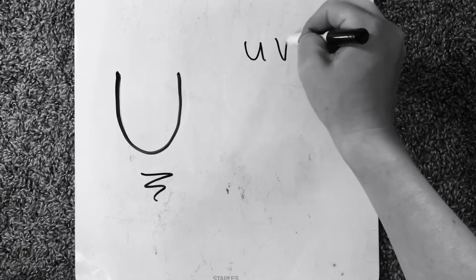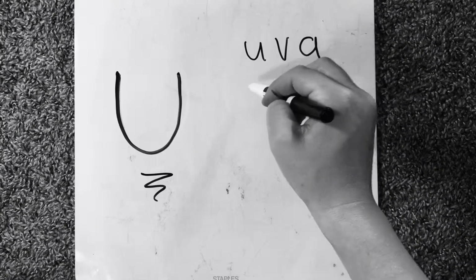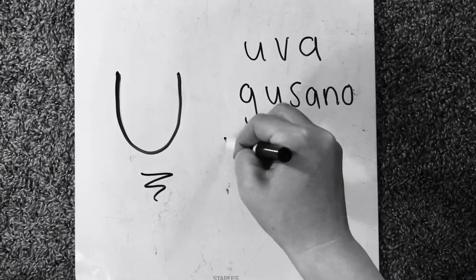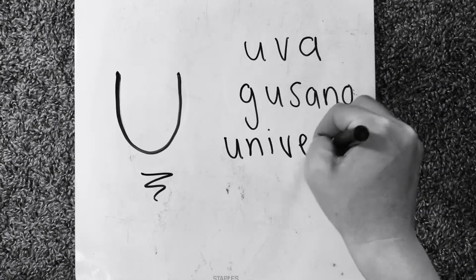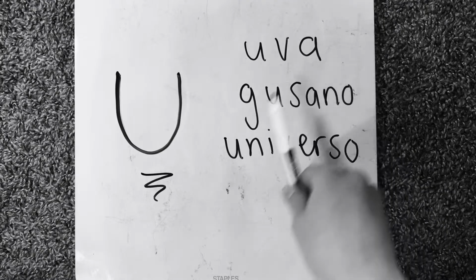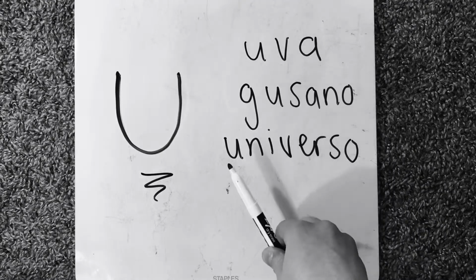Uva, which means grape, gusano, which means worm, and universo, which means universe. Notice that with all of these different words, the letter U is pronounced exactly the same. Listen again. Uva, gusano, and universo.